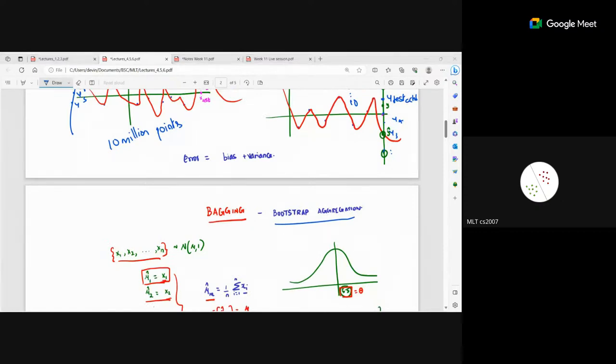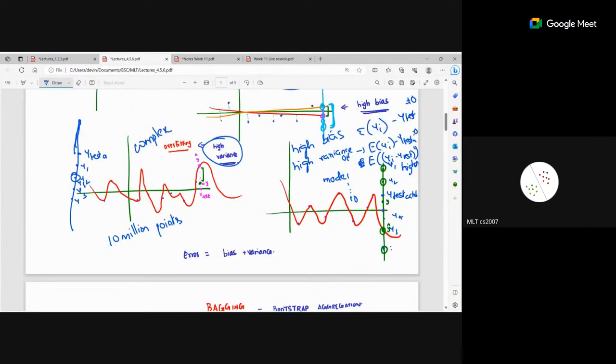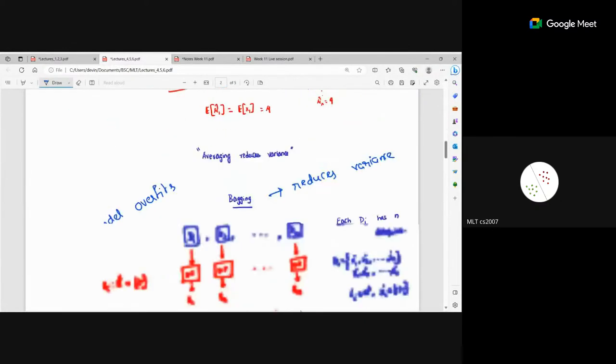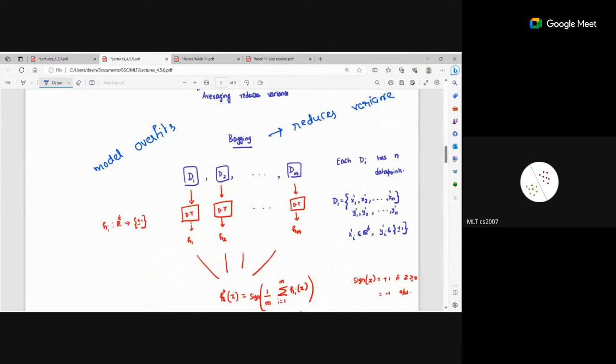But if you look at the expected value of yi minus y-test whole square, that fluctuation is going to be high. That means it has high variance. Now in this bagging model, what you do is take a model that overfits, which means the bias is not high, but the variance is high. You want to reduce this variance.